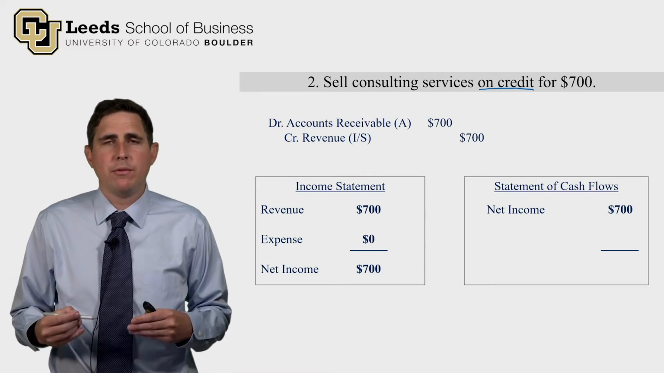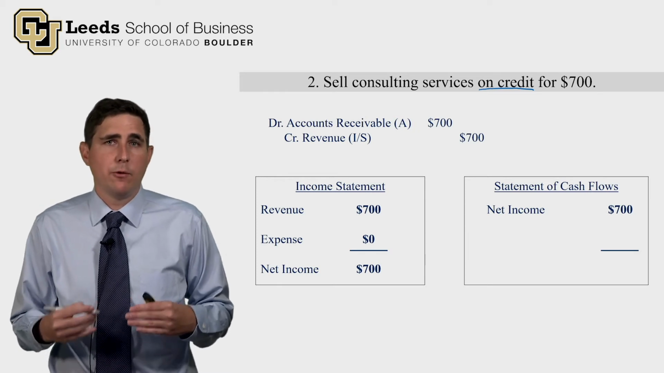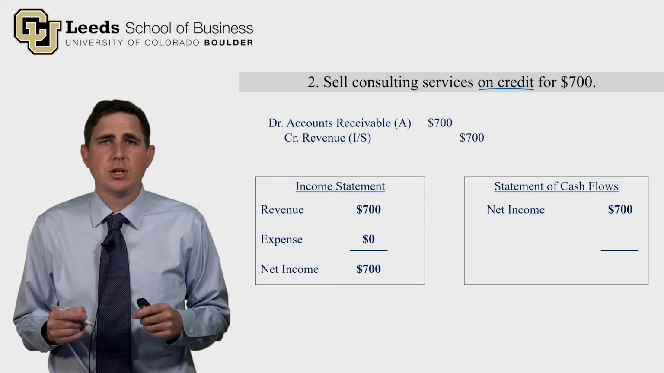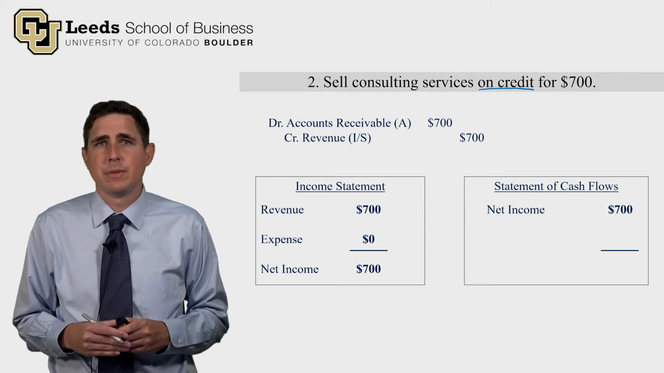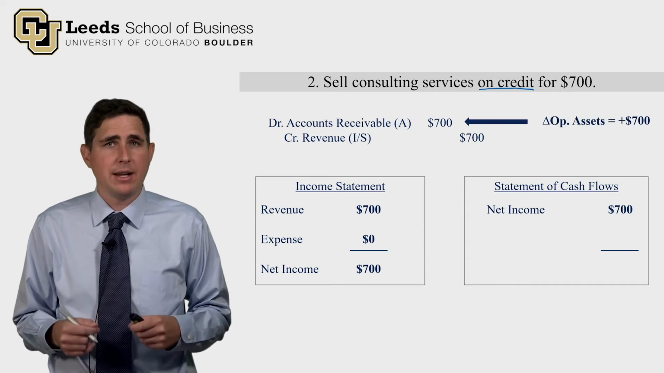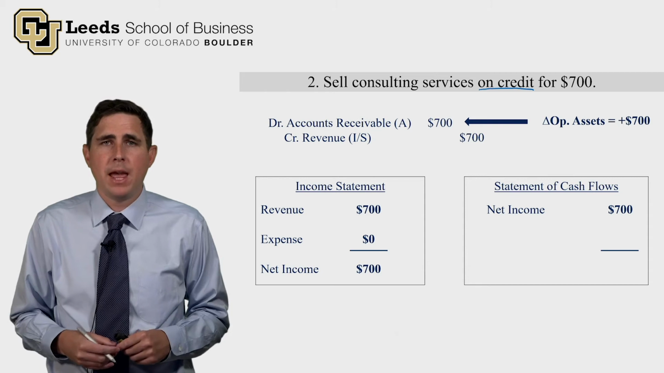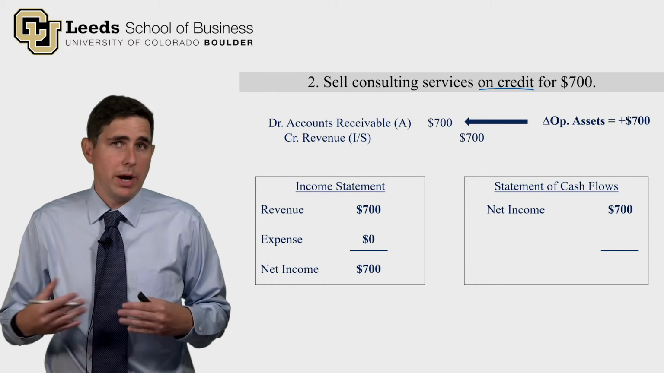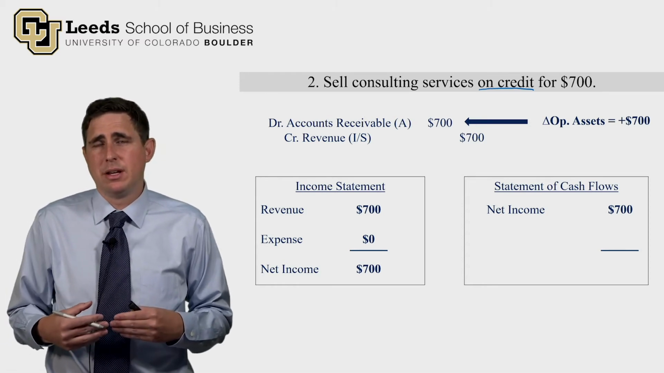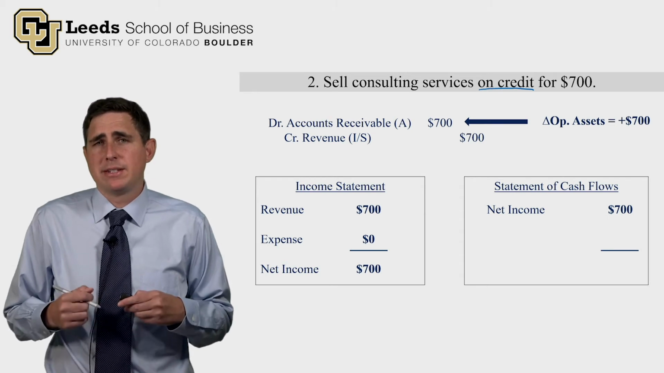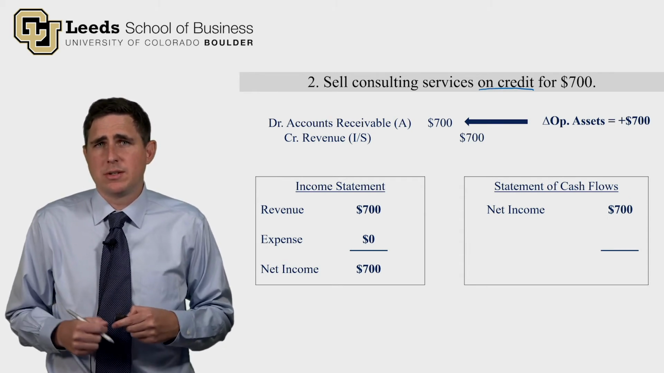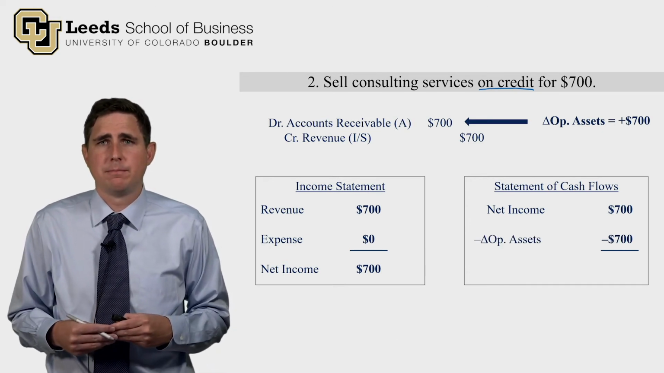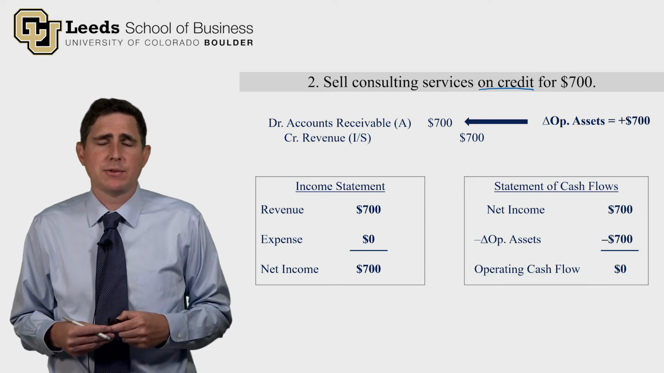And if you'll remember on the previous slide, one of the steps in the formula to convert net income to operating cash flow is to subtract changes in non-cash operating assets. Well, accounts receivable is a non-cash operating asset, and it went up by $700. It was debited by $700. So it went up, a plus $700 change in operating assets. But for the statement of cash flows, we want to subtract changes in operating assets. So we're going to subtract that plus 700. We're going to subtract 700. And we arrive at operating cash flow of 0.